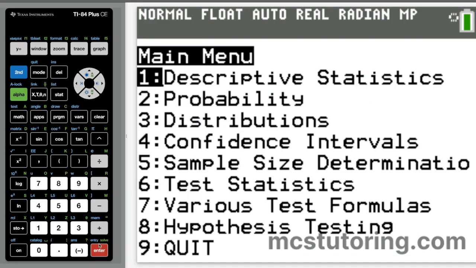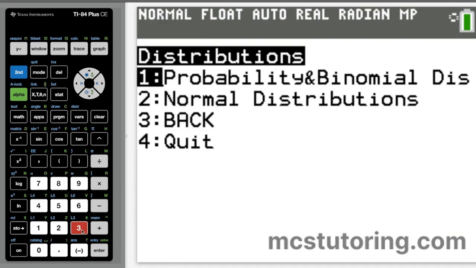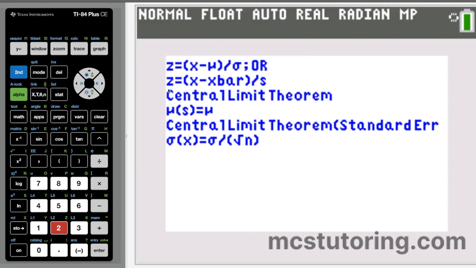Then we go on to normal distributions. The z-score is x minus mu divided by sigma, or z equals x minus x bar over s. It depends on whether you're talking about a population or a sample. You can get into that later in other videos, but dividing by sigma or by s depends on whether you're doing a population or a sample.